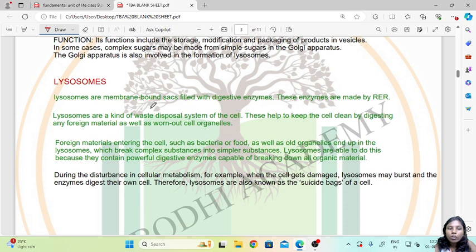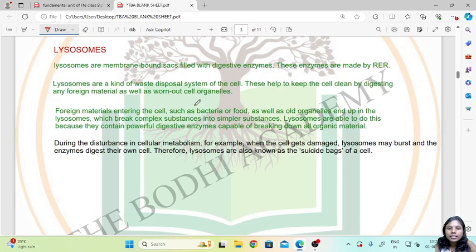Lysosomes are a kind of waste disposal system of the cell. Just like a human body has a waste disposal system, similarly each of the cells has these lysosomes that act as the waste disposal system of the cell. They help to keep the cell clean by digesting any foreign material as well as worn out cell organelles. Foreign materials entering the cell such as bacteria or food, as well as other organelles, end up in the lysosome.